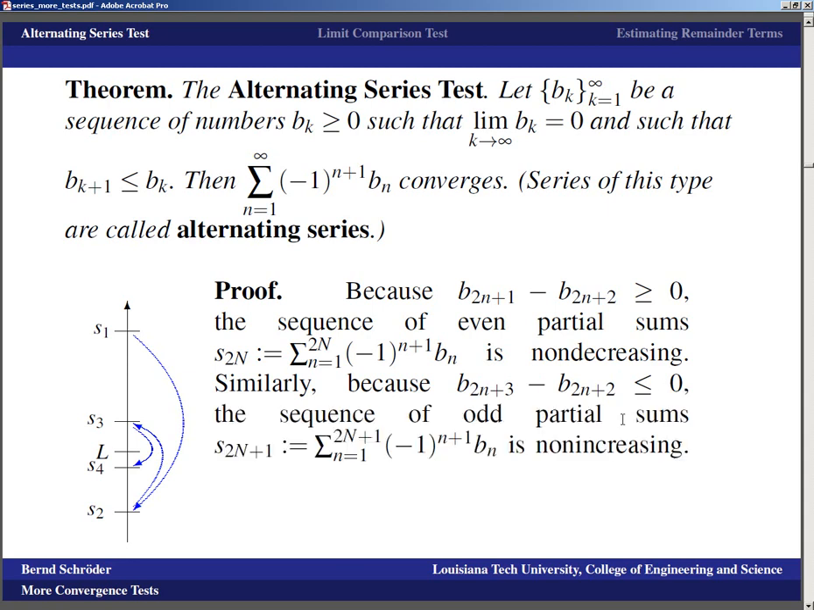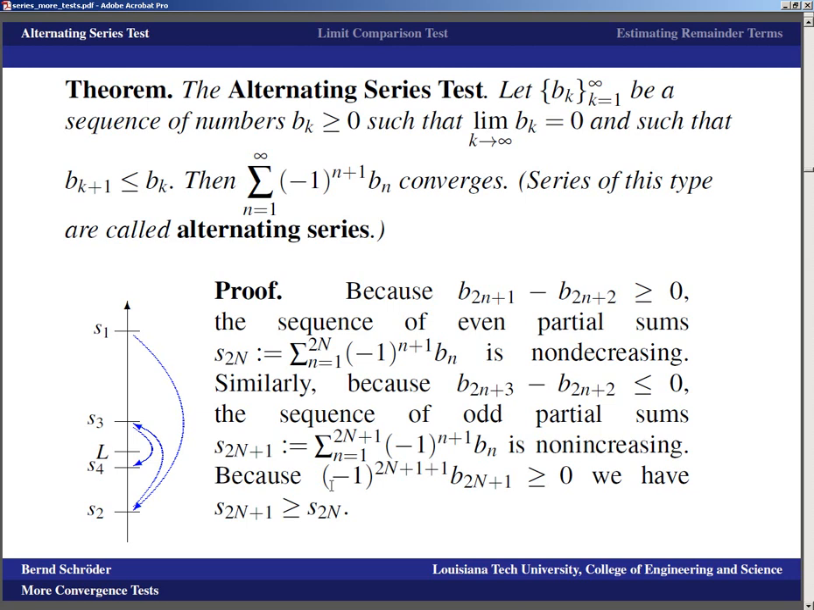Because of that, the sequence of the odd partial sums is non-increasing, because the first sum is b1, then I add to that b3 minus b2, to that I add b5 minus b4, and so on. So I add a bunch of negative terms. I pair them up in such a way that I'm always pairing an even number term with the next odd number term.